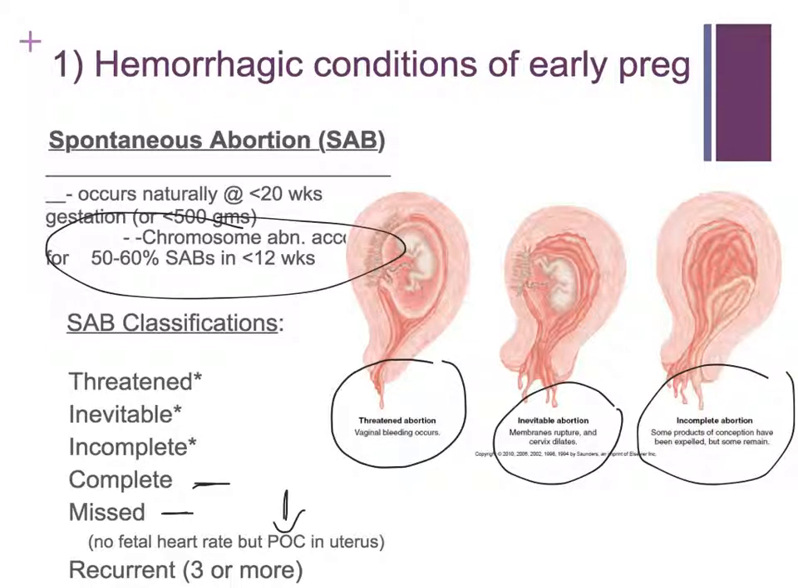Okay, and we consider somebody to have recurrent miscarriages if she's had 3 or more. One of the major causes of a recurrent miscarriage is a bleeding disorder, so a clotting disorder in mom. This is usually MTHFR or factor V Leiden. These women have a propensity to throw a clot for themselves, and then when they're pregnant, they send a clot through the umbilical cord and it clots off the pregnancy.